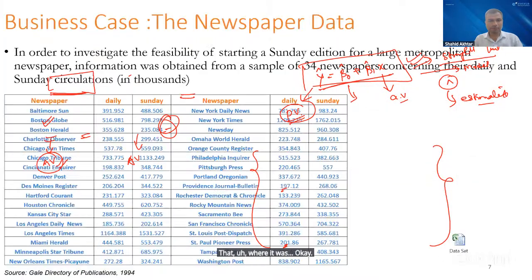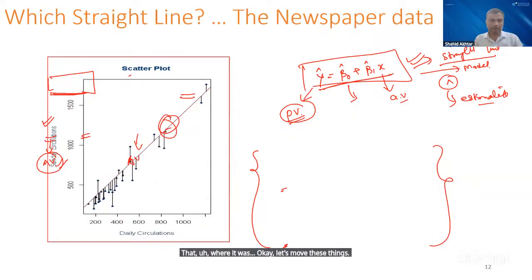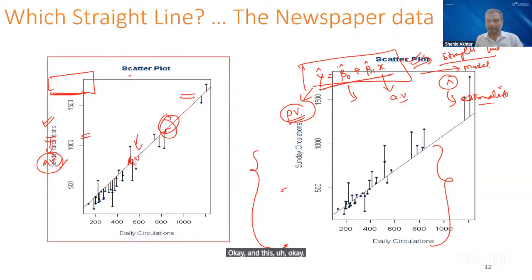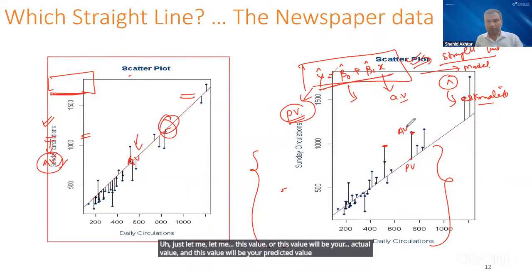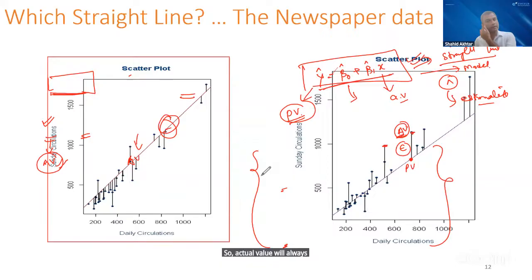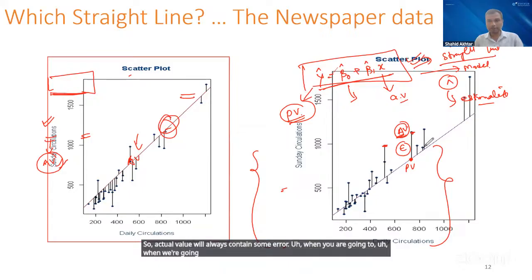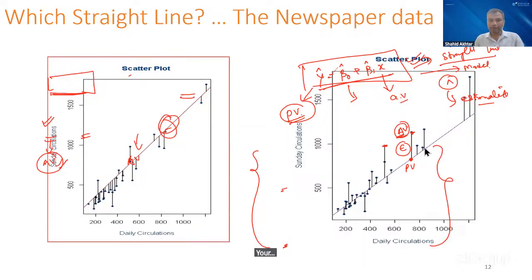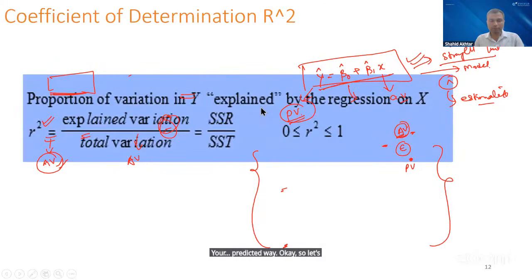Let's move these things. In this, like we have done here, this value will be your actual value and this value will be your predicted value. If you want to find out the actual value, you have to add or subtract this error from the predicted value. So the actual value will always contain some error when compared with your predicted value.